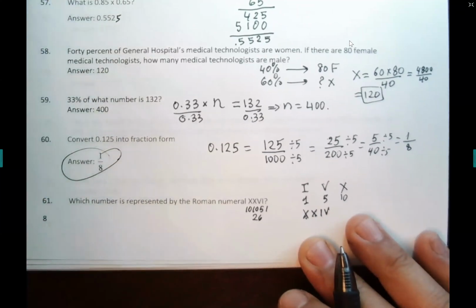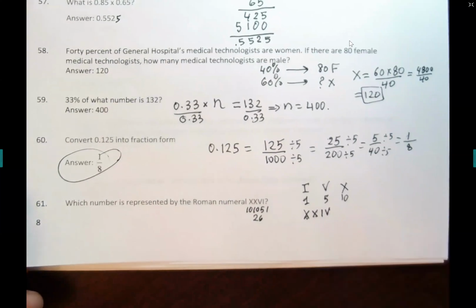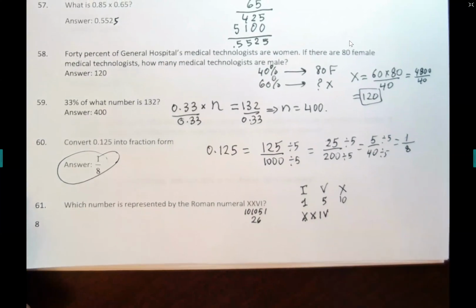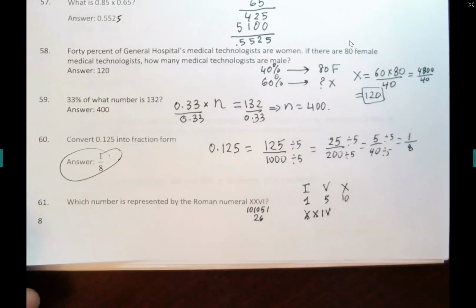Just Google Roman numerals if you need some help, and view it just for a few minutes before you take the actual test, or the night before you take the test, just to have an idea about Roman numerals. They're not difficult at all.